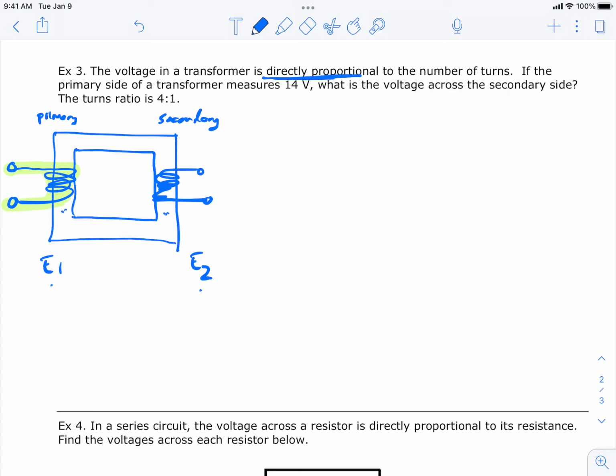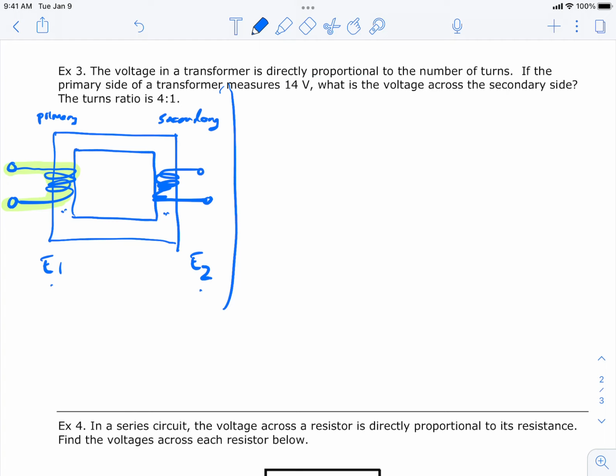Now, when they say directly proportional, they're saying if you have twice as many turns, the voltage will be twice as high. Get it? Directly proportional means the two quantities change in the same way. If you have half as many turns, the voltage will be half, and so on. So that's what it means. Okay, so it's good to know about transformers, right? They've got primary sides, they've got secondary sides. Okay, let's get back to the problem here.